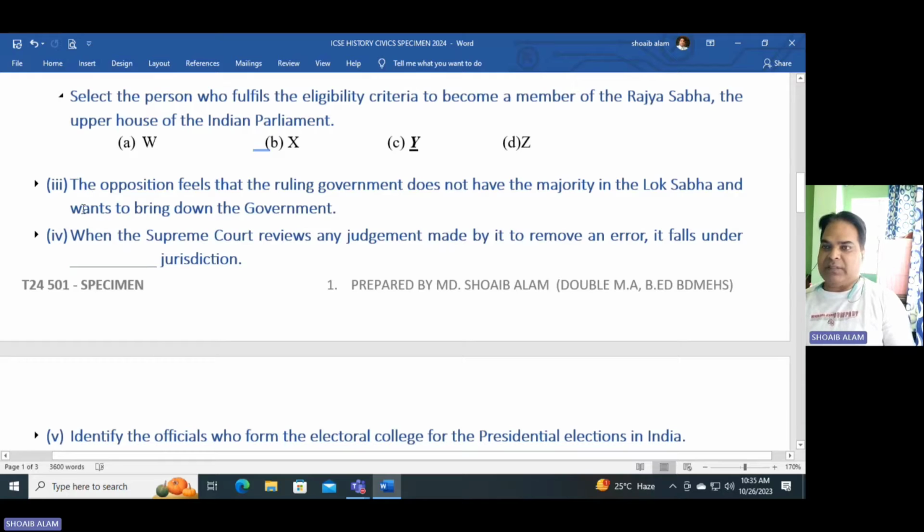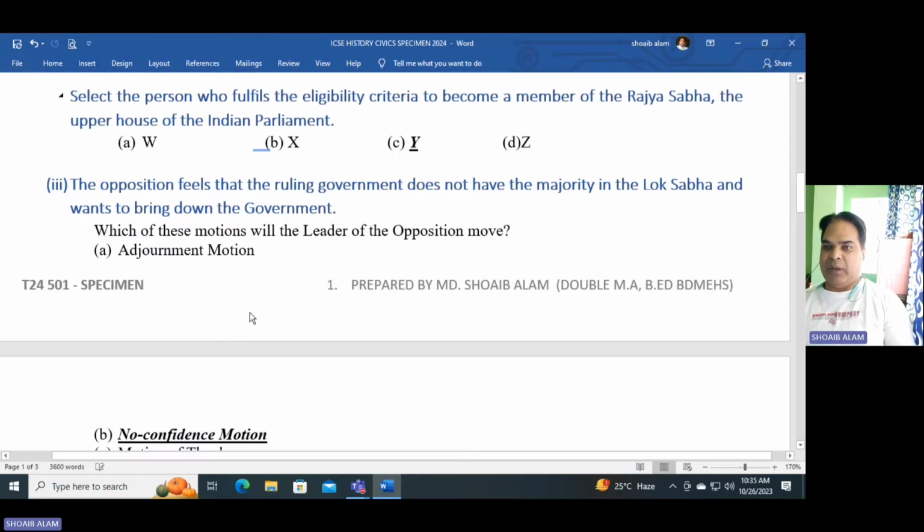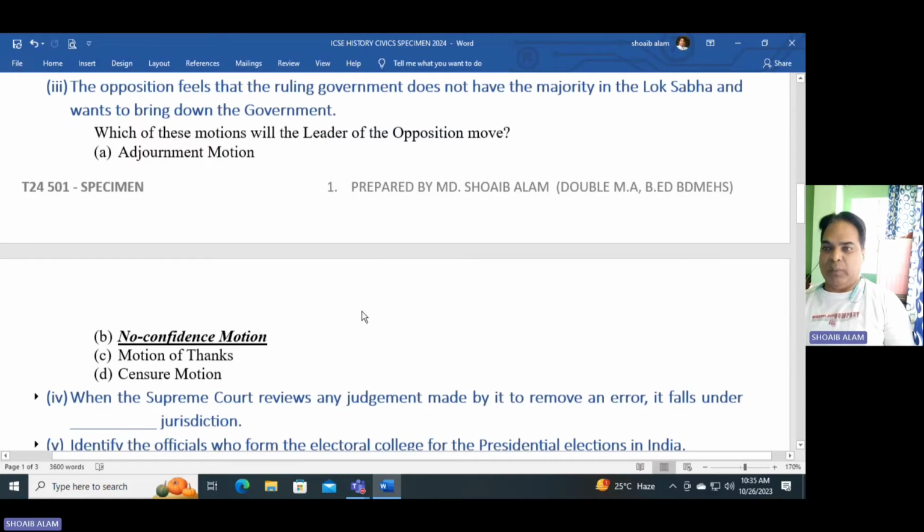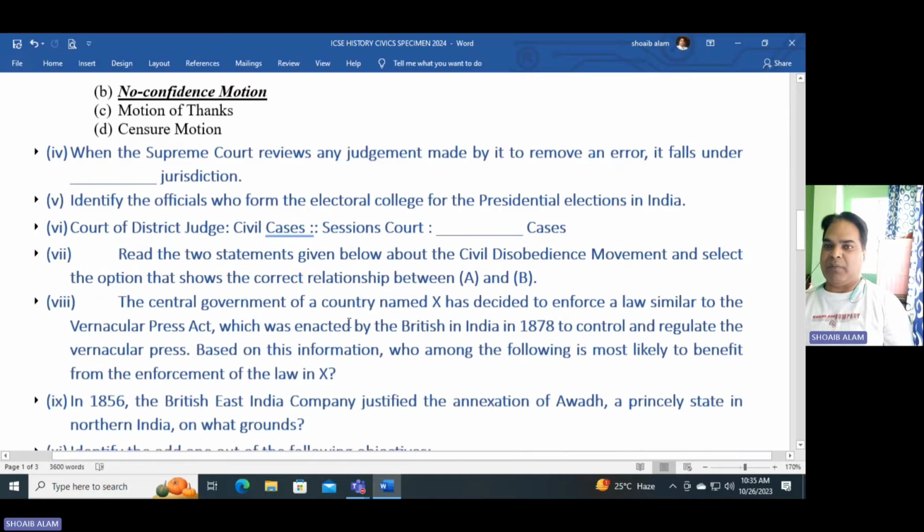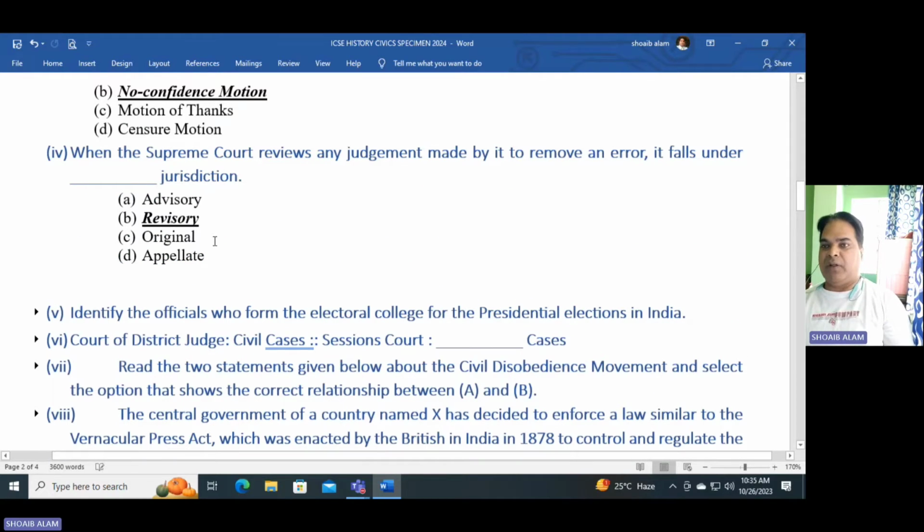Now let us move on to number three. The opposition feels that the ruling government does not have the majority in the Lok Sabha and wants to bring down the government. Which of the following motions will the leader of opposition move? The answer is no confidence motion. Now number four. When the Supreme Court reviews any judgment made by it to remove an error, it falls under revisory jurisdiction. Advisory, revisory, original, appellate. So it is revisory jurisdiction.